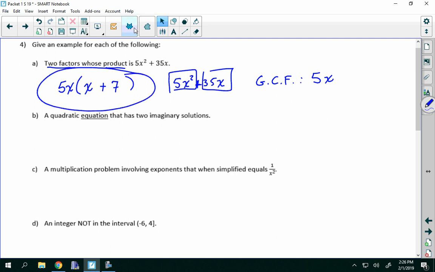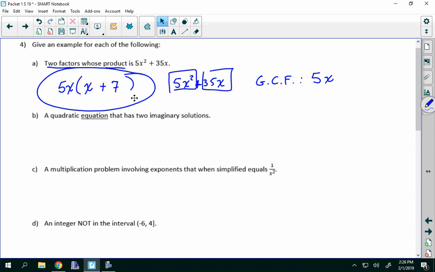Here's your example of the factors. 5x is your first factor. x plus 7 is your second factor. Okay, the next one's a little more interesting. It says, give an example of a quadratic equation that has two imaginary solutions.